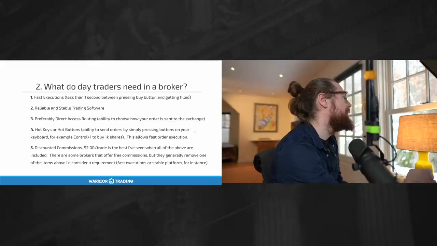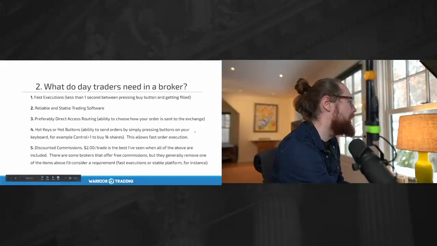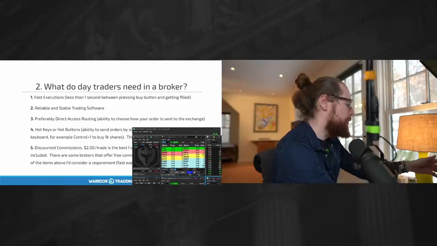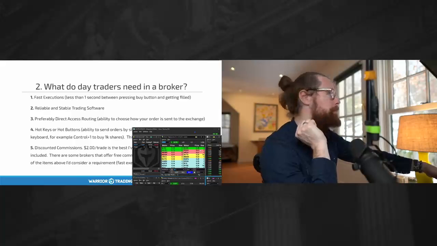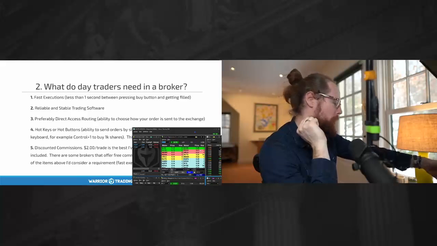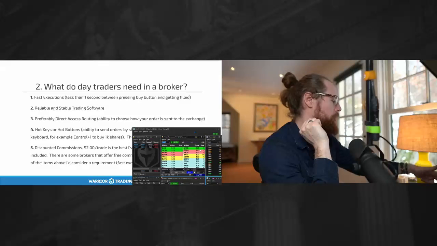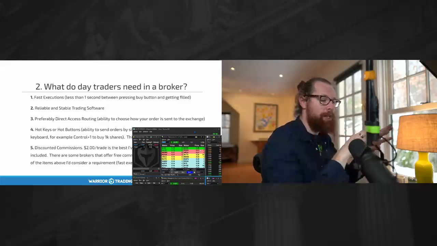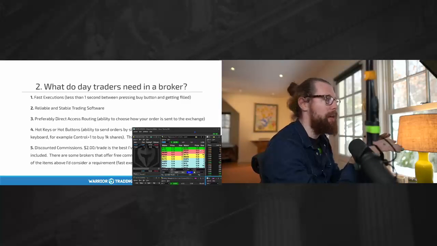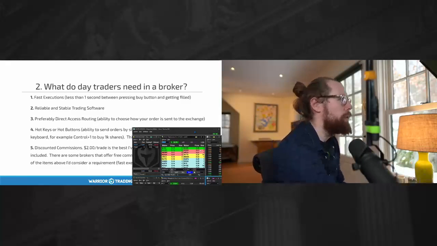And then number 4, hotkeys or hot buttons. Hotkeys are the ability to press Shift 1, just like that. I'm holding the Shift button and tapping the 1 button, and just like that, that order's going through. Control Z, my order's gone. So I trade with my hands, I don't have to use the mouse. I just press buttons and the orders go through.